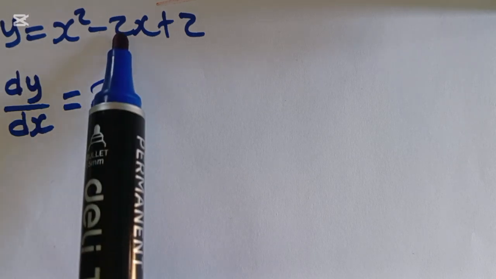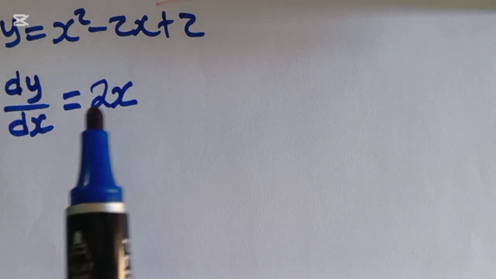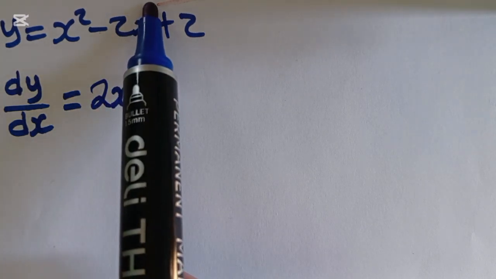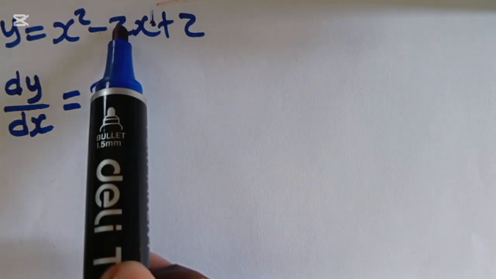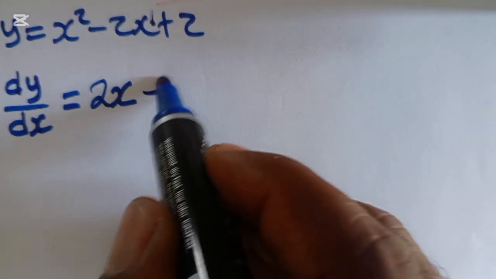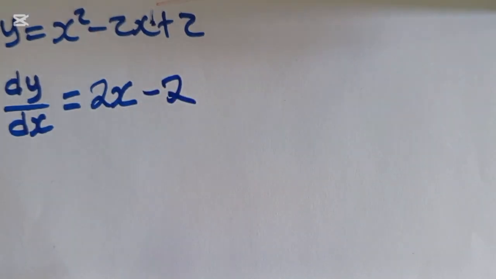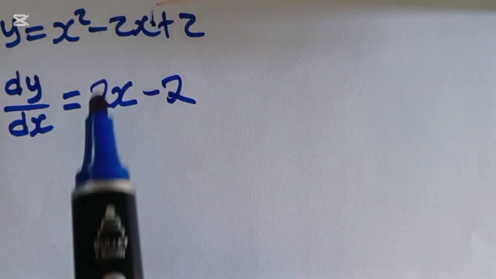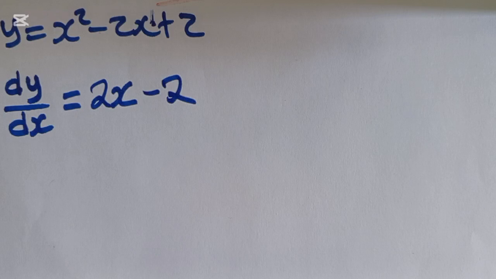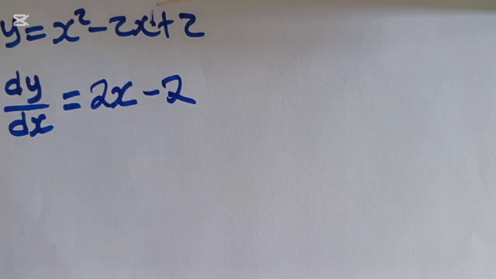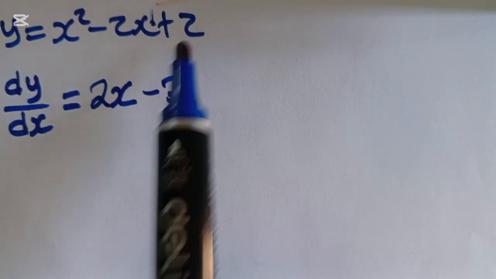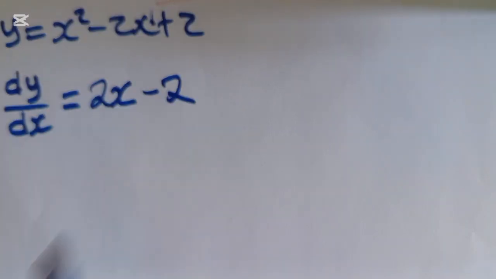How do we differentiate 2x? Here it is power 1. So 1 times 2 is 2, and 1 minus 1 is 0. So x to the power 0 is 1. Differentiating 2x gives 2. Then differentiating a constant gives 0, so there is no need to put a 0 there.